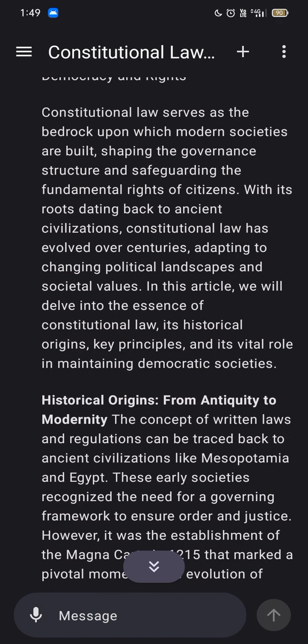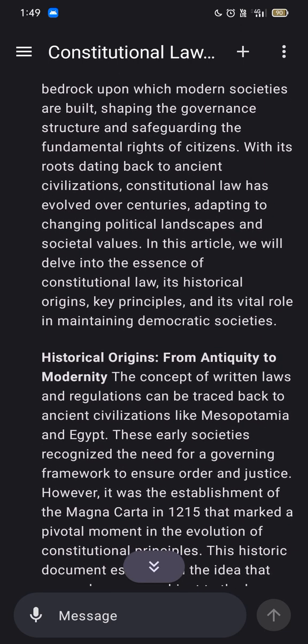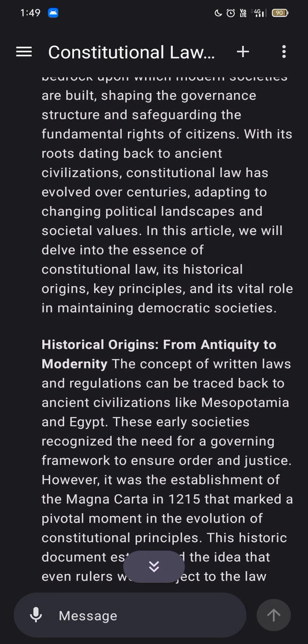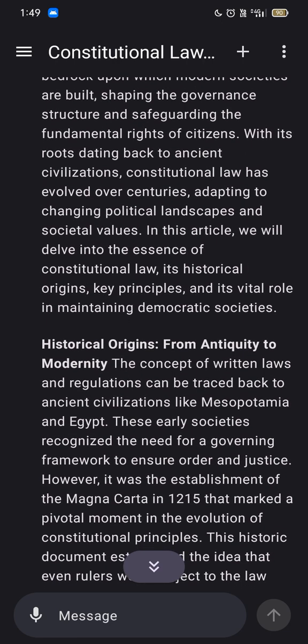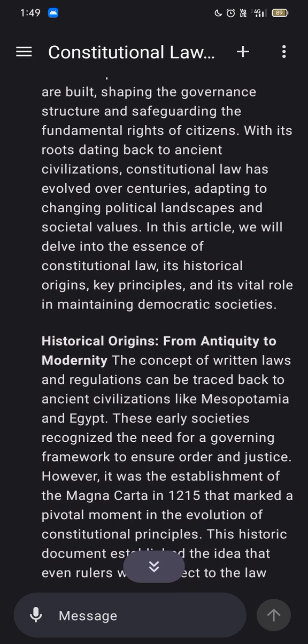Today our topic is constitutional law of and about USA. Constitutional law serves as a bedrock upon which modern societies are built, shaping the governance structure and safeguarding the fundamental rights of the citizen, with its roots dating back to the ancient civilizations. Constitutional law has evolved over centuries, adapting to changing political landscapes and the society's values.